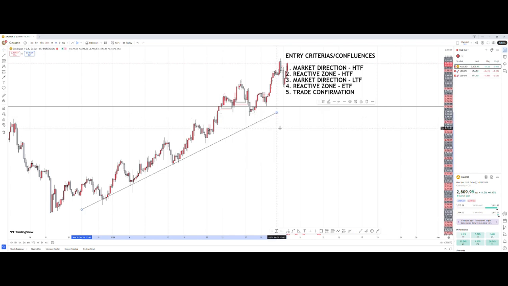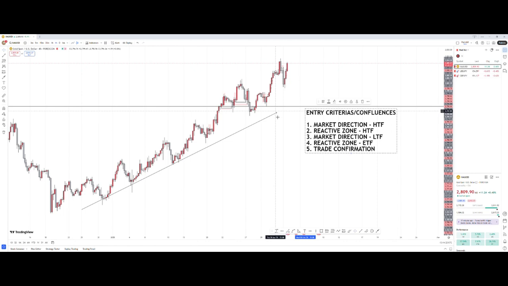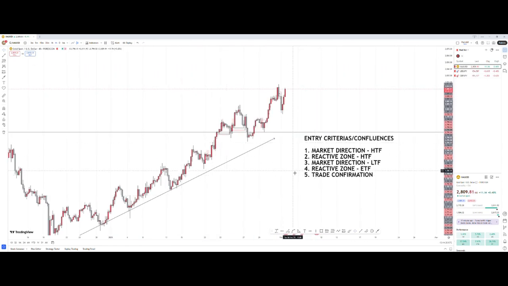So we've gotten our number one confluence, which is what? Uptrend. Now what are we looking for? A higher time frame reactive zone. We have this resistance zone over here that got broken and retested. Break and retest on this resistance zone. Number one, higher time frame bias, it's going up. Number two, we have a reactive zone, break and retest on that resistance.